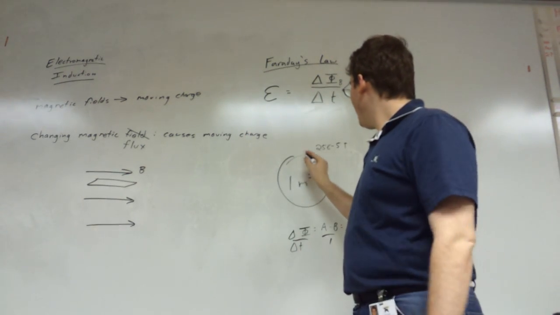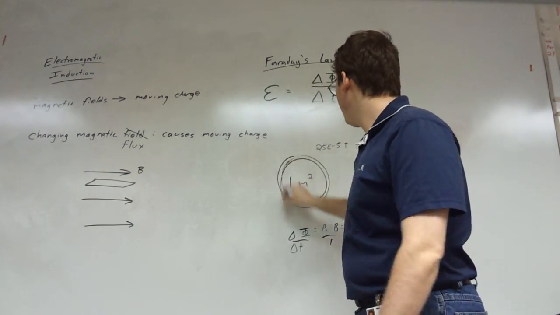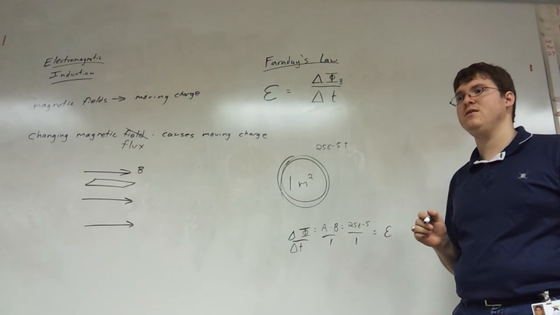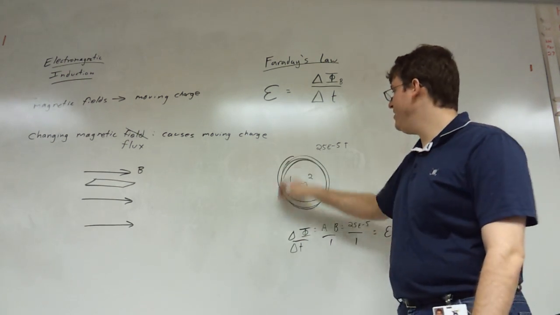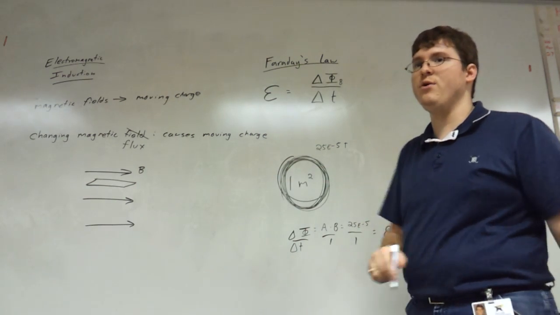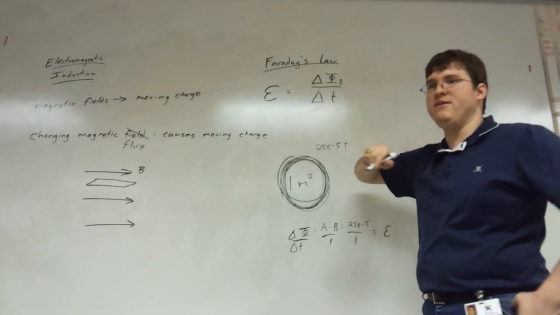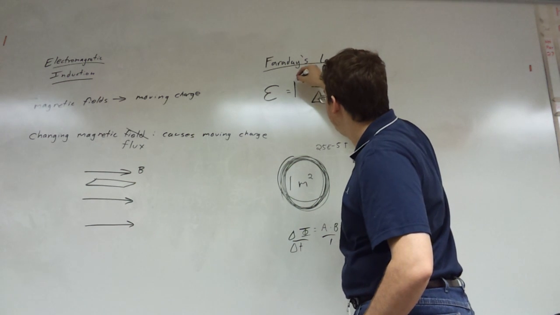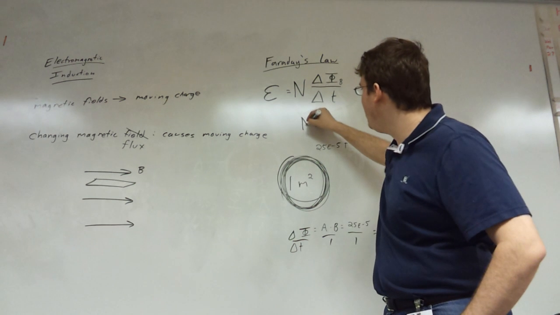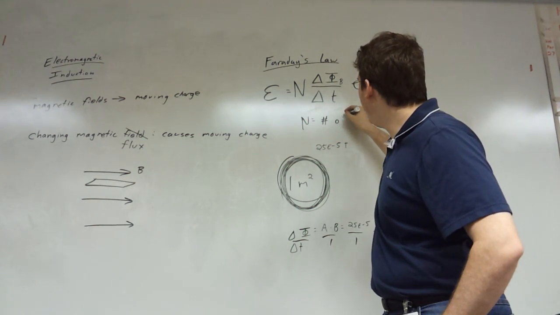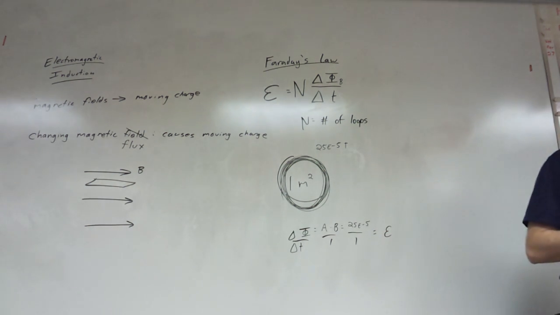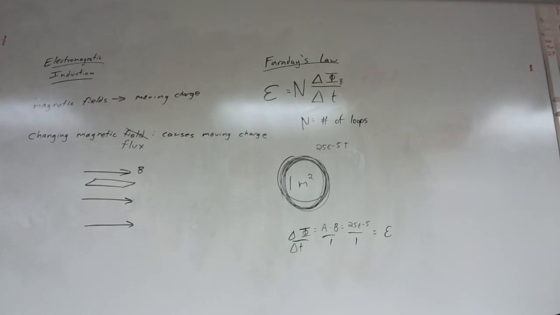So, if I double the number of loops, what do you think happens to the amount of flux? It doubles as well. And if I triple it, flux is going to triple, and so on and so forth until I have thousands and thousands of loops. So one little addition I can make to Faraday's law is N, where N is the number of loops.